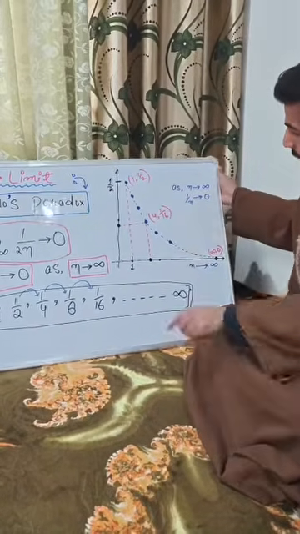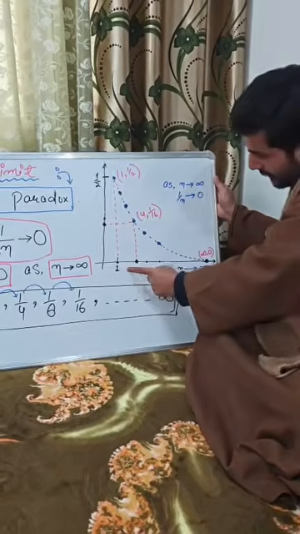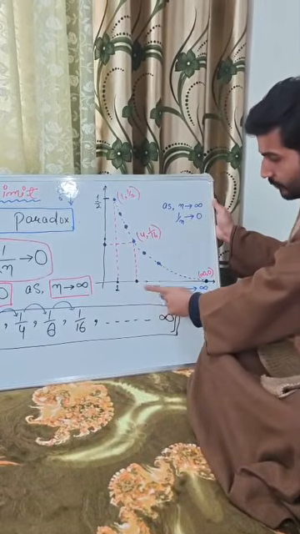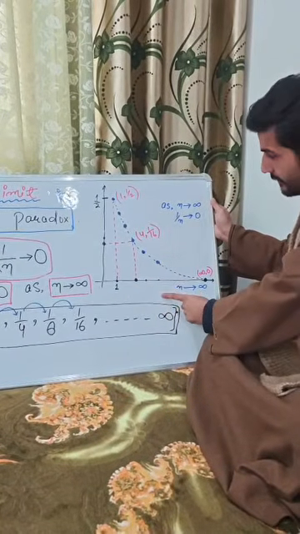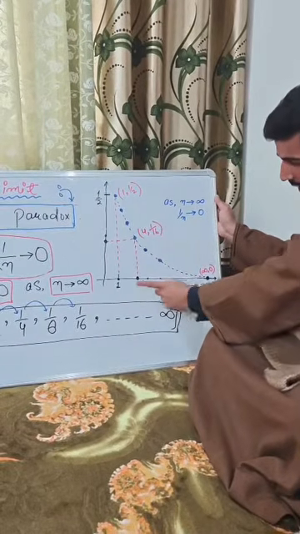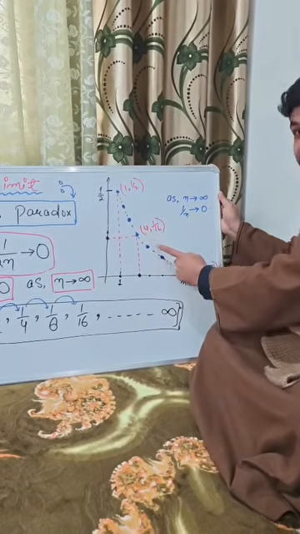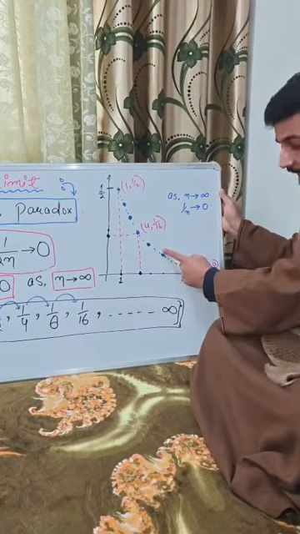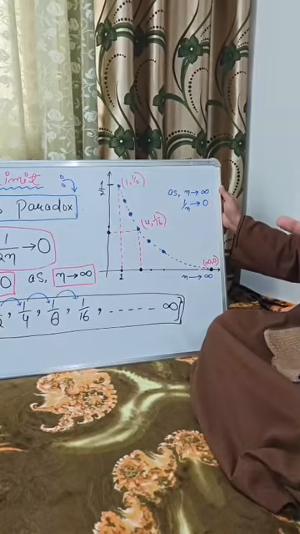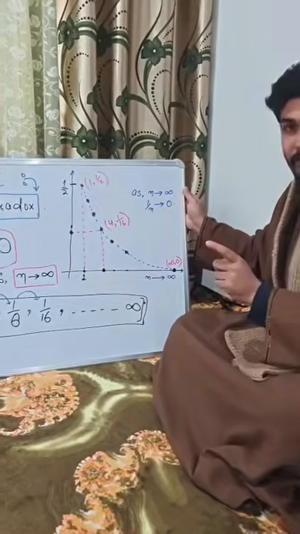So what is happening with this graph? As n increases, 1, 2, 3, 4, 5, 6, as n increases, the sequence approaches what? The terms of the sequence decrease, and there will be a point. This is the mathematics behind the story, behind Zeno's paradox.